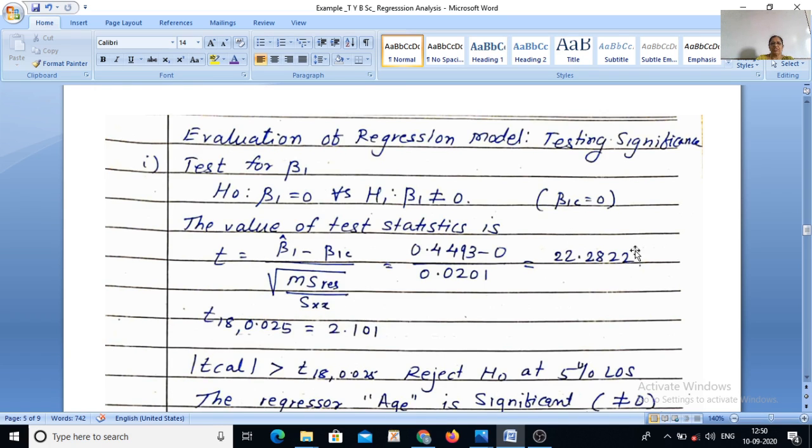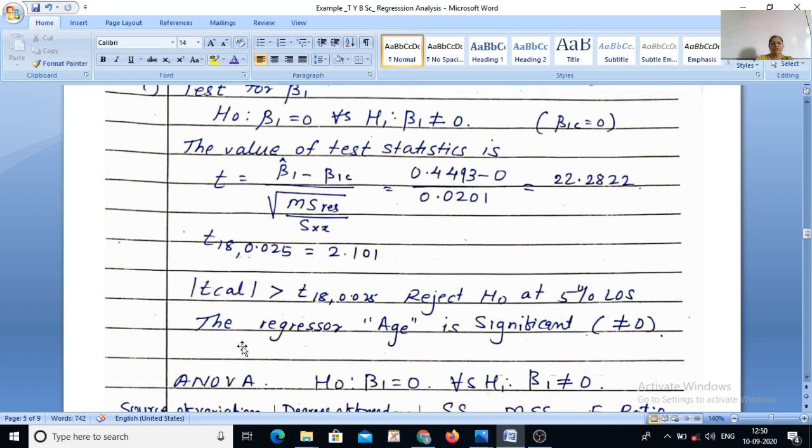Now you can see that the calculated value of t is much greater than the critical value. So we reject the null hypothesis H naught that beta 1 is equal to 0. So beta 1 is definitely not equal to 0, and therefore we accept H1. Therefore the regressor, the independent variable x on which the dependent variable relies, that is the BP of the patient, definitely depends on age. So the regressor age is significant while estimating the BP of the patient.